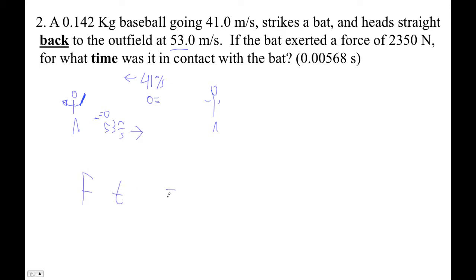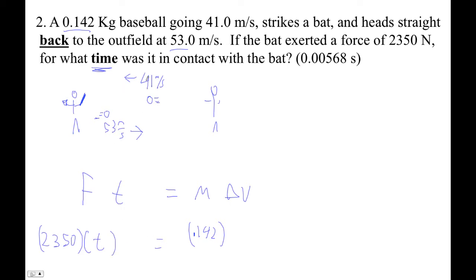Force times time is mass times change in velocity. We've got the mass of the baseball, 0.142, and we've got the force that the bat exerted, 23. It's the time that we're trying to find. But now the trick is, what's the change in velocity?